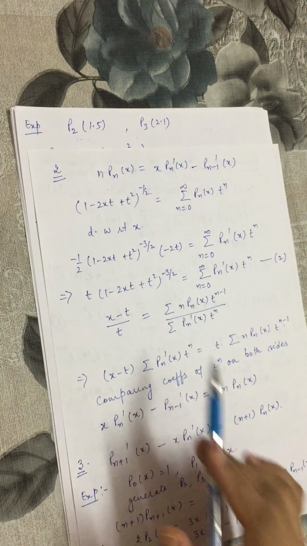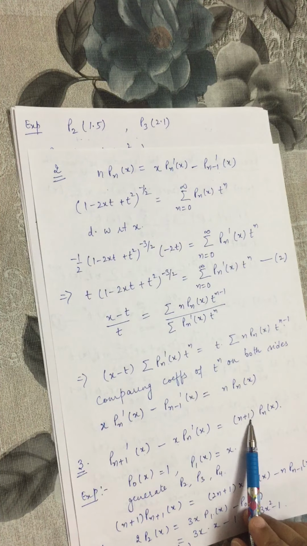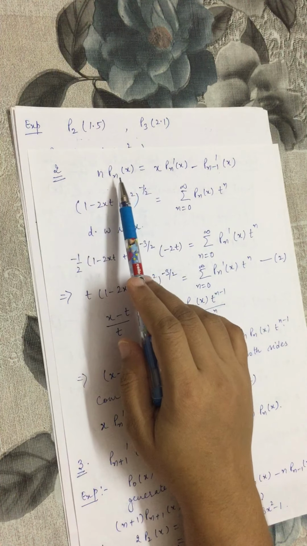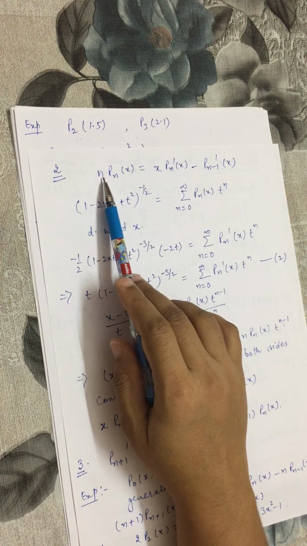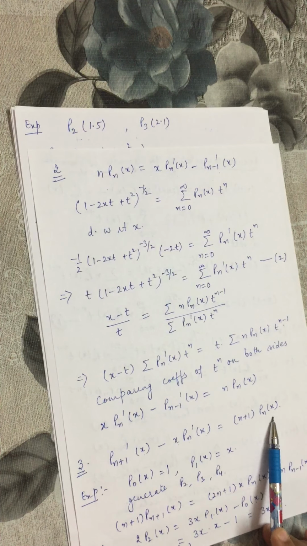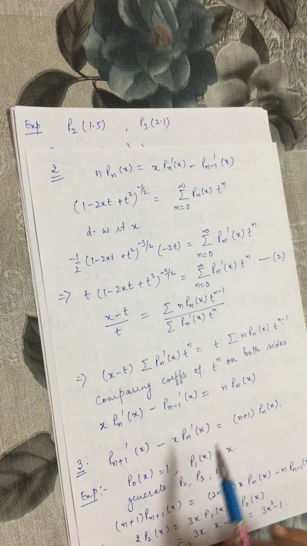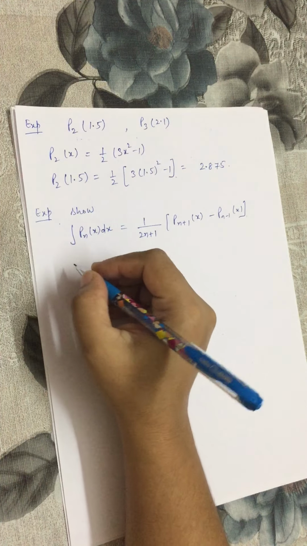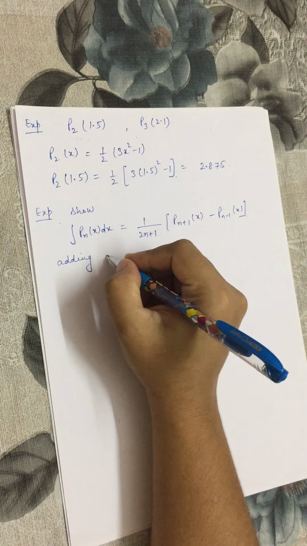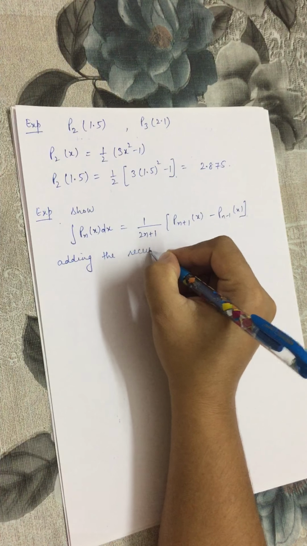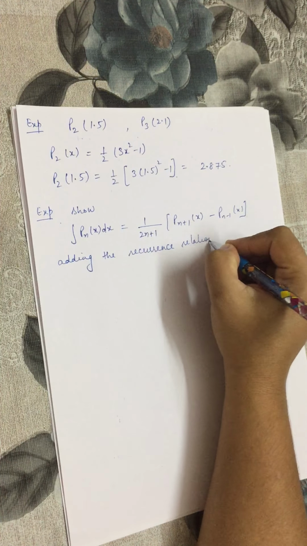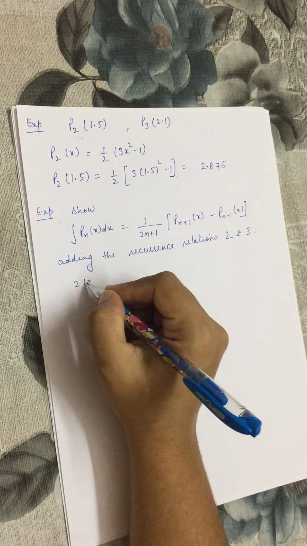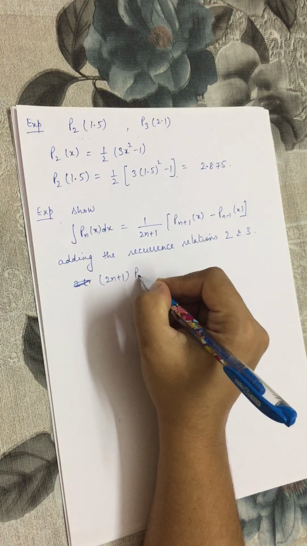So how do we add this? Left hand side of this will be added to left hand side of this, and right hand side of this will be added to right hand side of this, so that we get the corresponding terms, because on the left hand side of this formula we have pn x and here we have pn x. Similarly, on the right hand side here we have derivatives of polynomials, and similarly here we have derivatives. So we will add the two recurrence relations, second and third, and we get 2n plus 1 pn x.